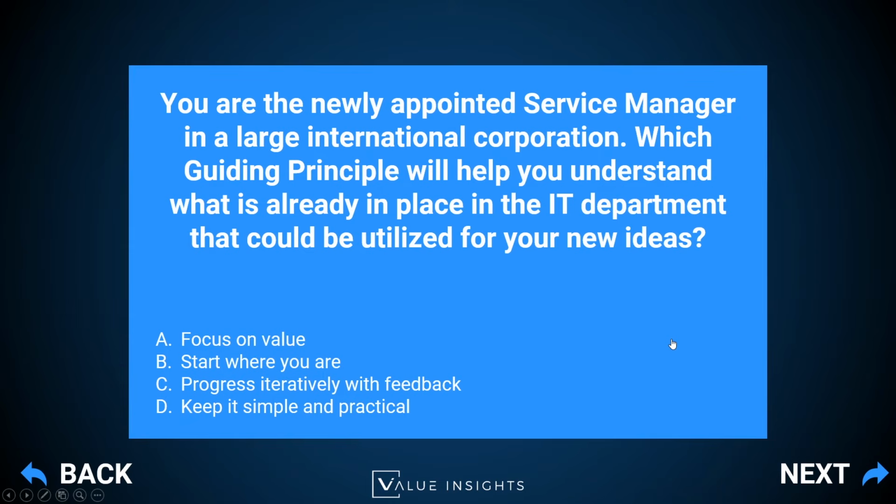C says progress iteratively with feedback, which would be utilized once you have an idea what your customers want and you understand what you already have, because then you can start building things that you don't have, or buying things, procuring things that you don't have. And that should be done in an agile way, in an iterative manner, while you get a lot of feedback from your customers, which will keep you on track all the time, which reassures you that you are doing the right thing.